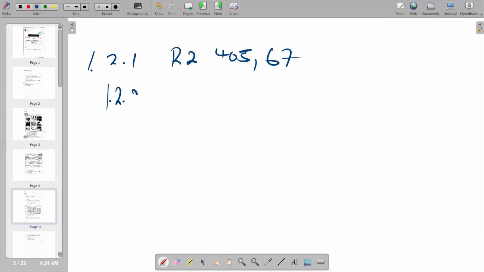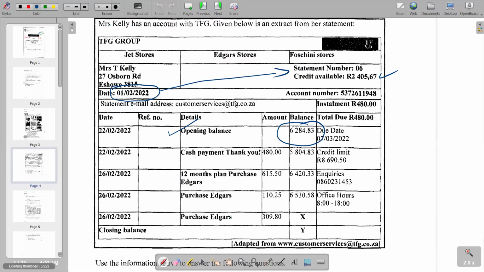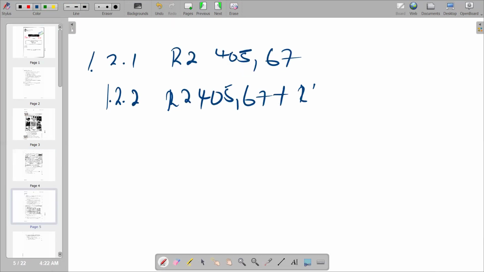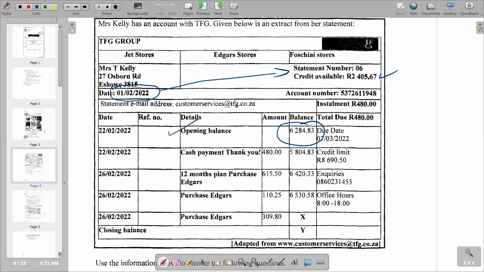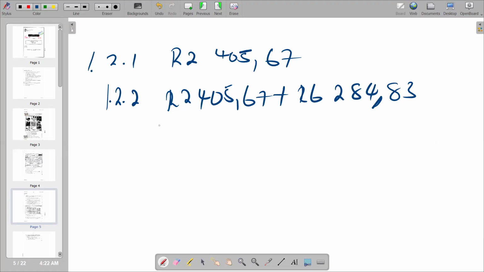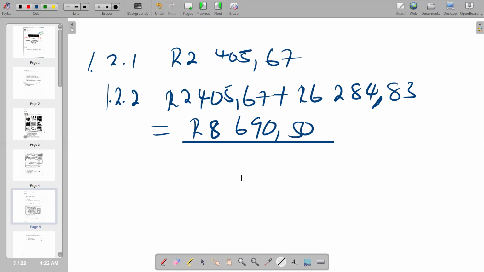So you're saying 1.2.2, whereby we are saying 2,405 and 67 cents, and then we add the opening balance that we are given, which is 6,284. And then we check the cents that we have. We got 83 cents. So can I just add there? You see that the final answer that we're supposed to get there is going to be 8,690 rands 50 cents. So basically, this becomes your final answer. So this is what we have.